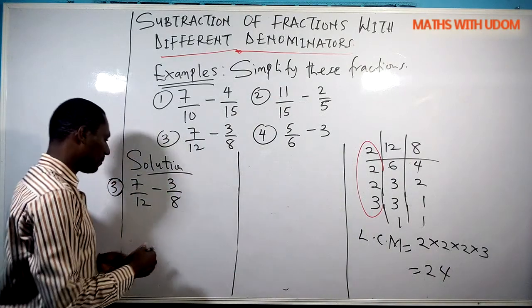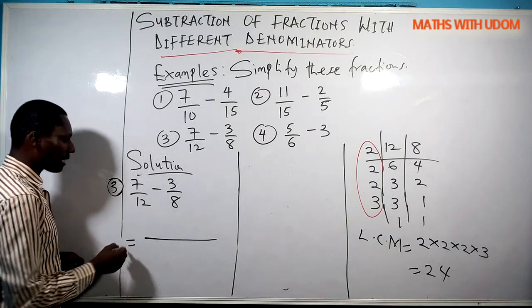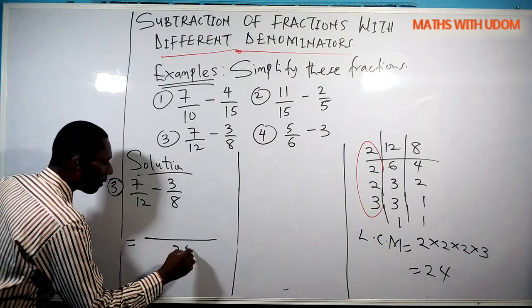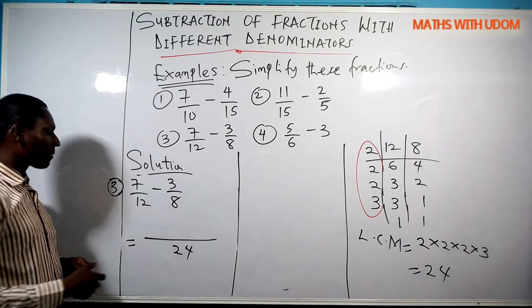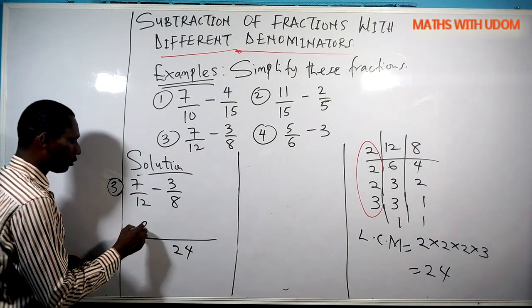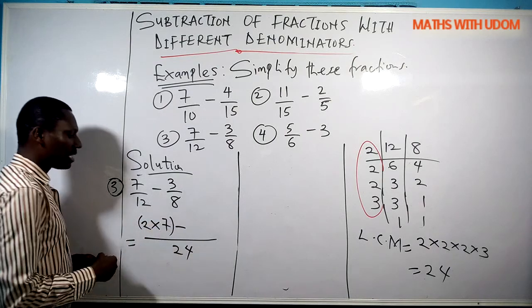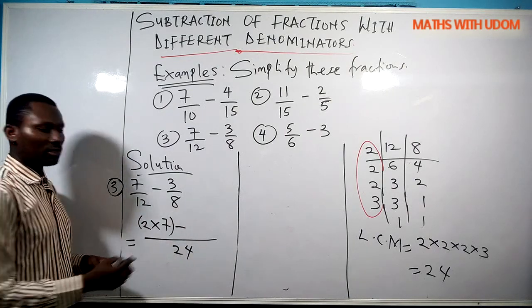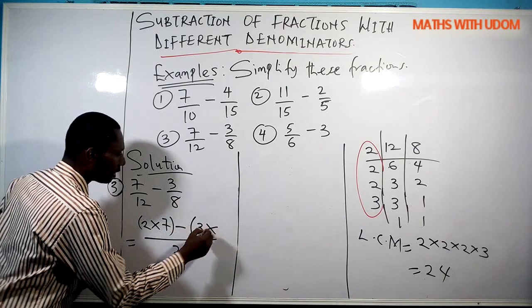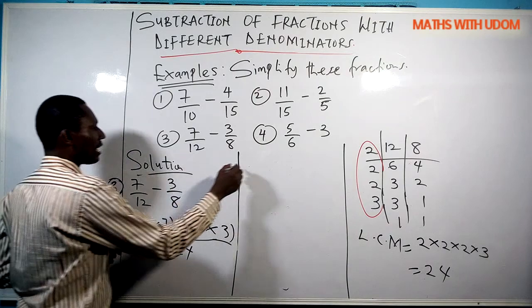Then we'll now come here, and what do we do with that LCM? We will write our division line and put our LCM 24 under it. So how many 12 can go in 24? It is 2. So 2 multiplied by our numerator, which was 7, minus. How many 8 can go in 24? 3. So write 3 multiplied by our numerator, which was 3.